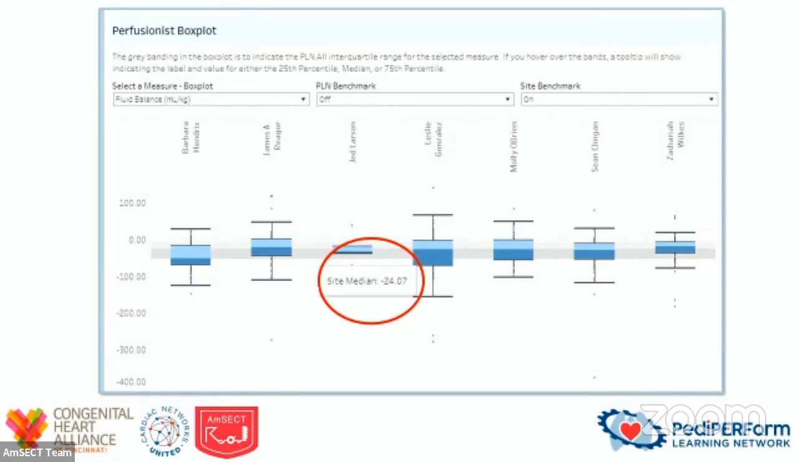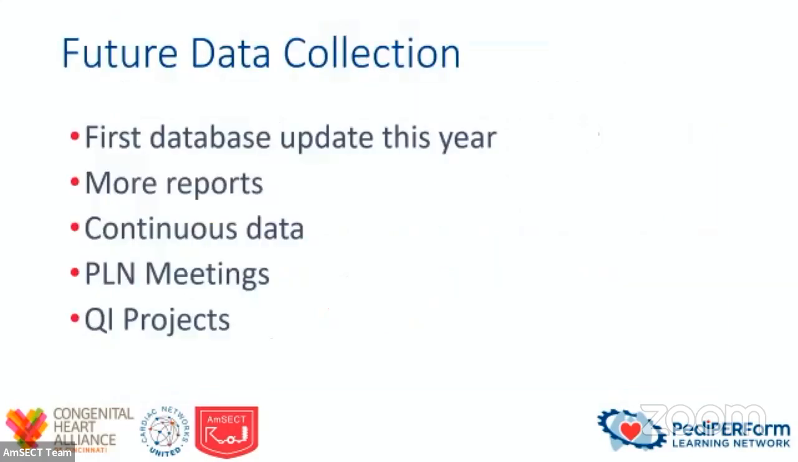I'm going to skip this because I'm out of time, but what does the future hold? Right now, we're collecting the data and updating the database. We're going to do that first database update this year. We're going to work on more reports. The big pie in the sky idea is continuous data collection. We want to start bringing in data by the minute, maps, flows, temperatures, the whole kit and caboodle, and really do something with that.